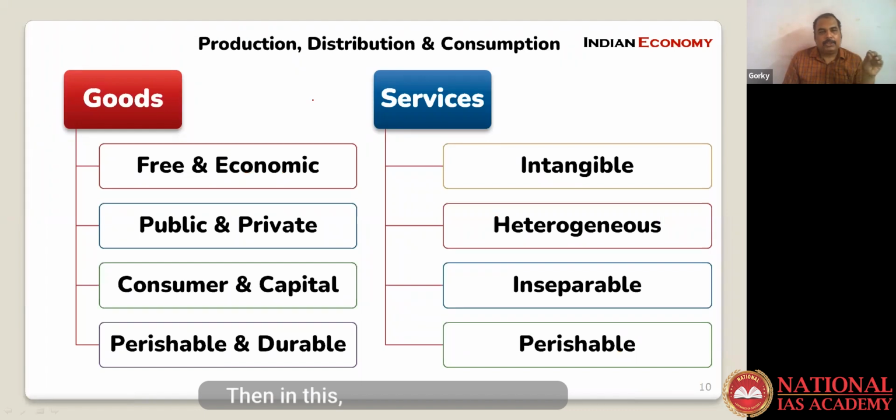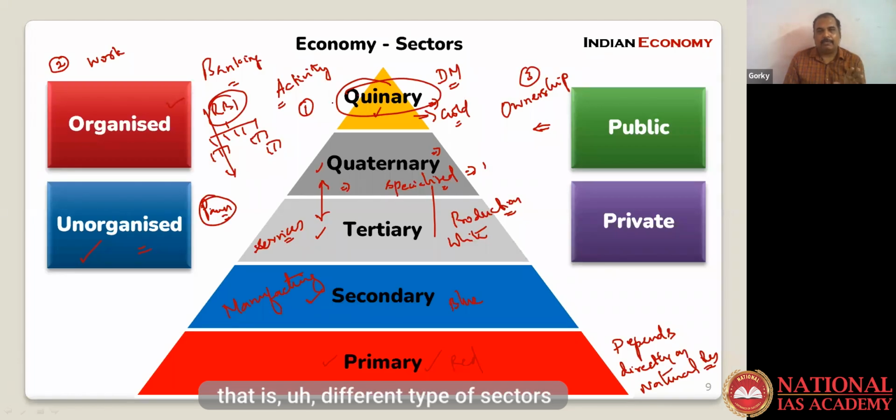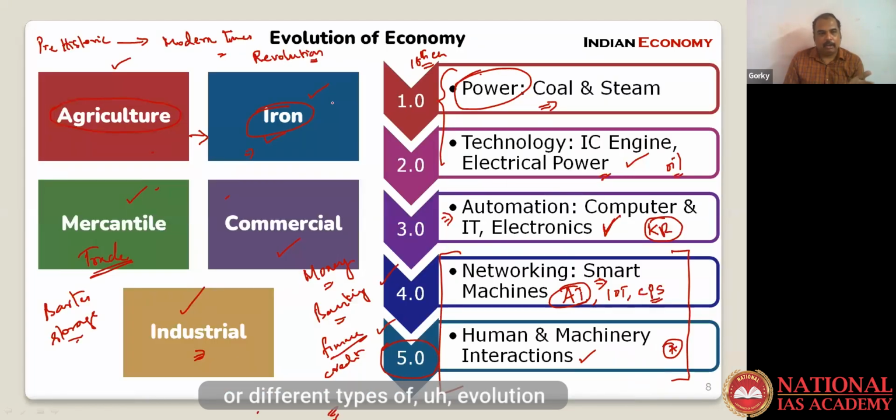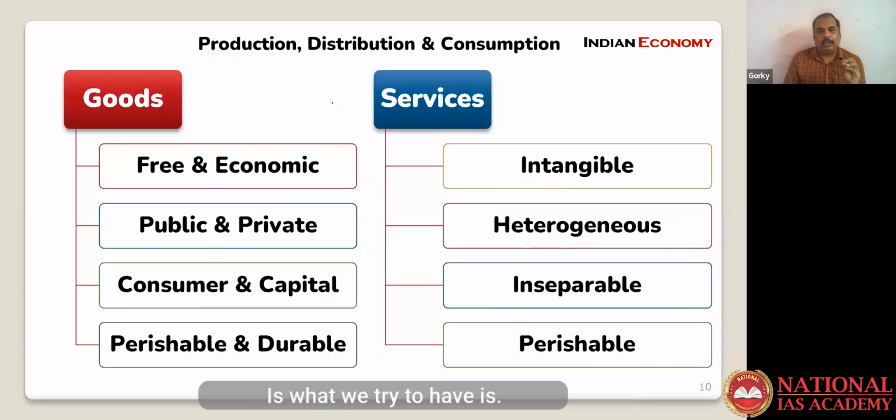Then in this, what we saw is different types of sectors or different types of evolution of economies. In all these aspects, what we try to have is some production, some distribution, some consumption, right? What they actually produce, either we produce goods or we produce services. Either it's agriculture goods or manufactured goods or some services which are provided, right?